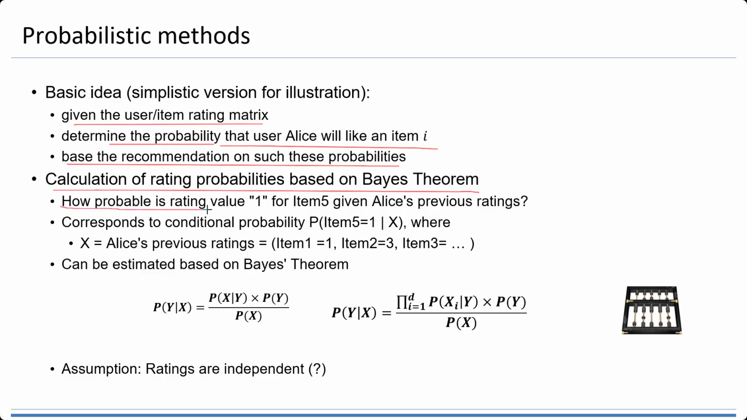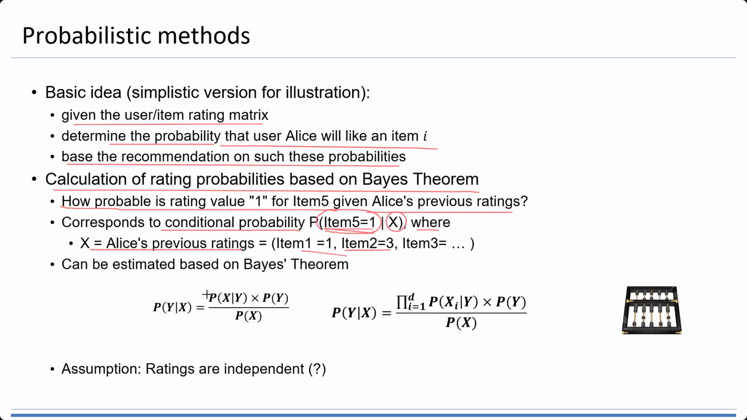We want to know how probable rating value 1 for item 5 is, given Alice's previous ratings. So this is based on conditional probability: the probability of item 5 equals 1 given X, where X means Alice's previous ratings. If Alice gives 1 on item 1, what is the probability that item 5 equals 1? If item 2's rating is 3, what is the probability that item 5 equals 1, and so on.